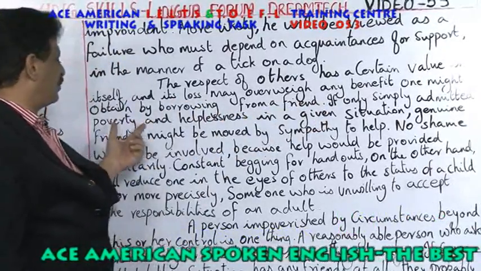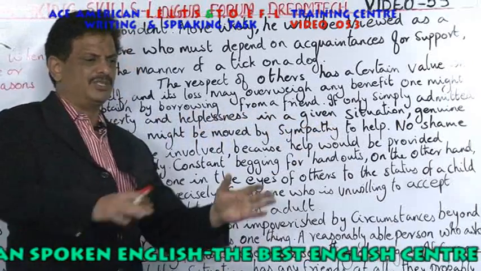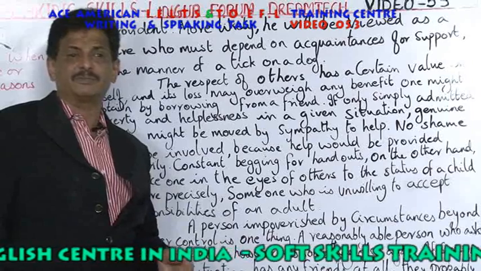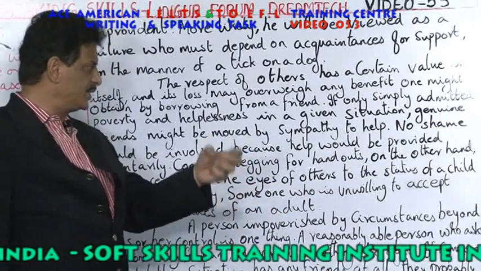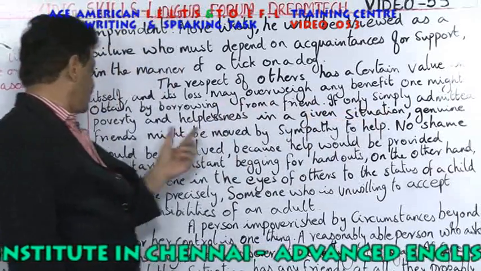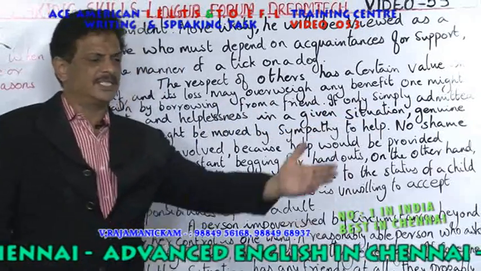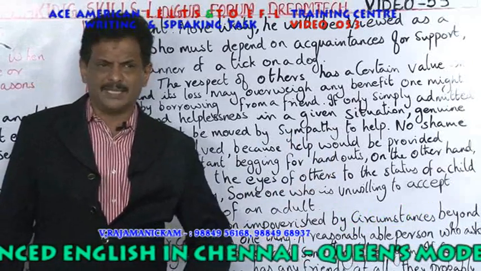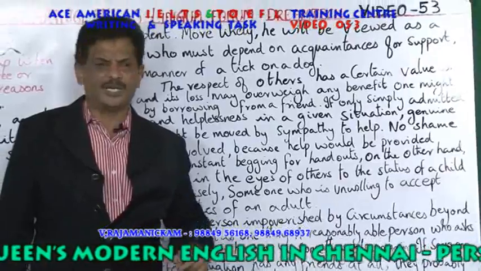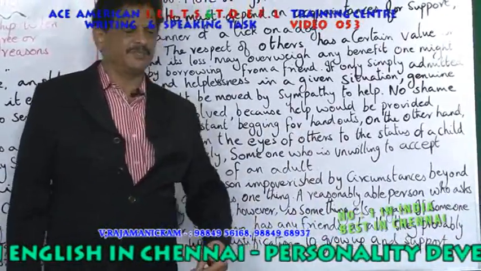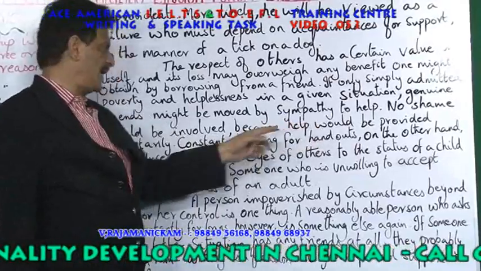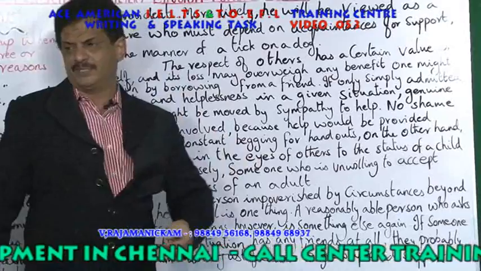If one simply admitted poverty and helplessness in a given situation, genuine friends might be moved by sympathy to help. See, suppose you are very poor, you have two children studying in college, you are getting an income of 7,000 or 10,000 rupees, you need 20,000, 30,000 per month. During that time, we can do some help. She is my friend. She is earning only 10,000 rupees as monthly income, but she needs 20,000, 30,000 for her college education. What do I have to do? I have to help her because it's a genuine friendship. No shame would be involved. There is nothing shameful about it because help would be provided voluntarily. I will voluntarily help her because she is my friend.